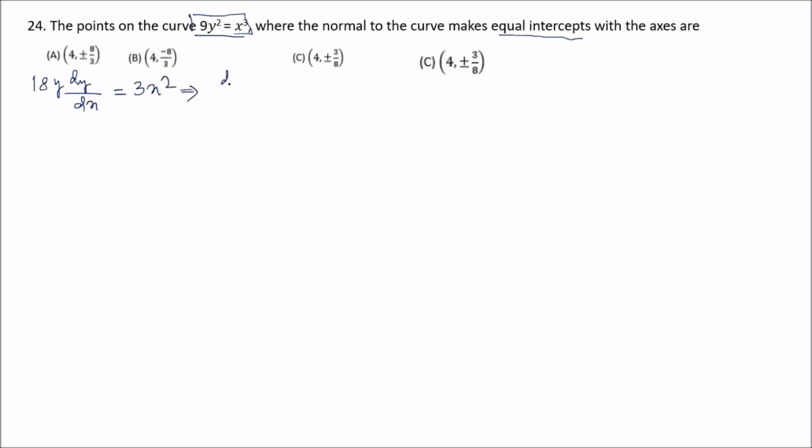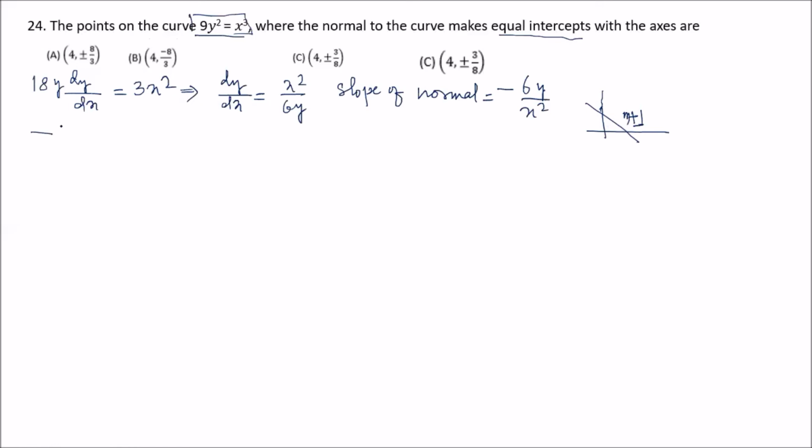Now separating dy by dx, I'll get x square by 6y. So this is the slope of the tangent. Now what will be the slope of the normal? So slope of normal will be negative reciprocal of it. So it will be negative 6y by x square. Now we have to recall the fact that any line which makes equal intercept has the slope either plus 1 or minus 1. So I'll write negative 6y by x square, either this will be plus 1 or this will be minus 1.